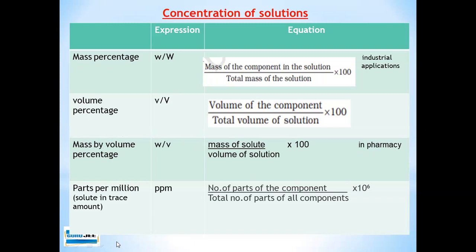Fourth equation is parts per million, ppm. That means if the concentration is very minute, or a very minute amount of solute is present, we can calculate the concentration in terms of ppm, that is parts per million. That is number of parts of component divided by total number of parts of all components, into 10 raised to 6. That is parts per million.